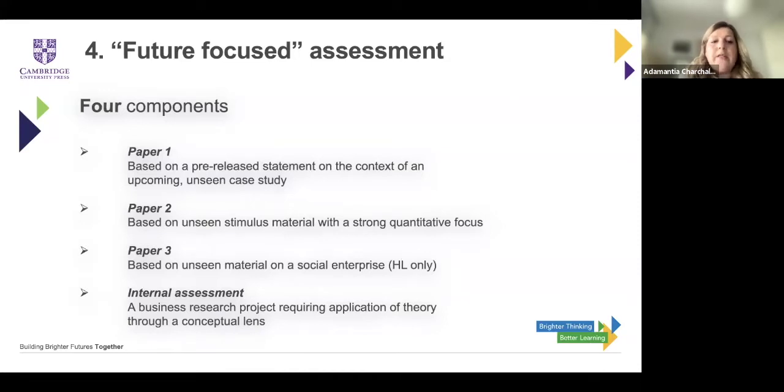Paper 2 is based on unseen stimulus material, and it has a strong quantitative focus. It's going to be a structured examination paper this time around. Even though it does have a strong quantitative focus, in its second part, section B, all assessment criteria will be addressed, including assessment objective 3. So evaluative questions should be expected by students in paper 2.